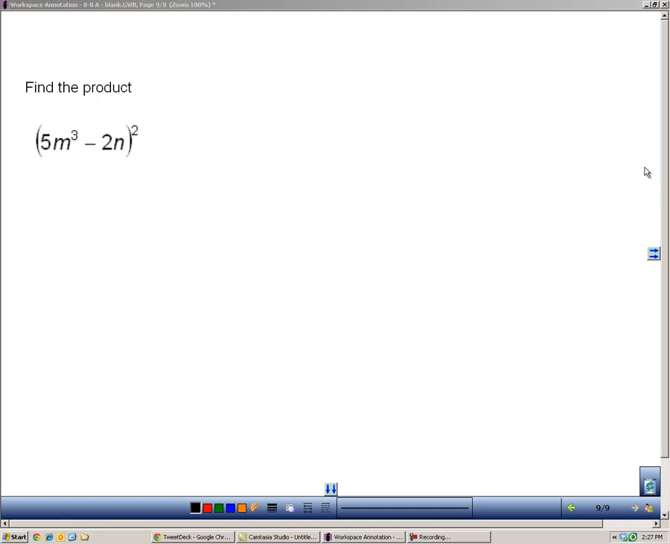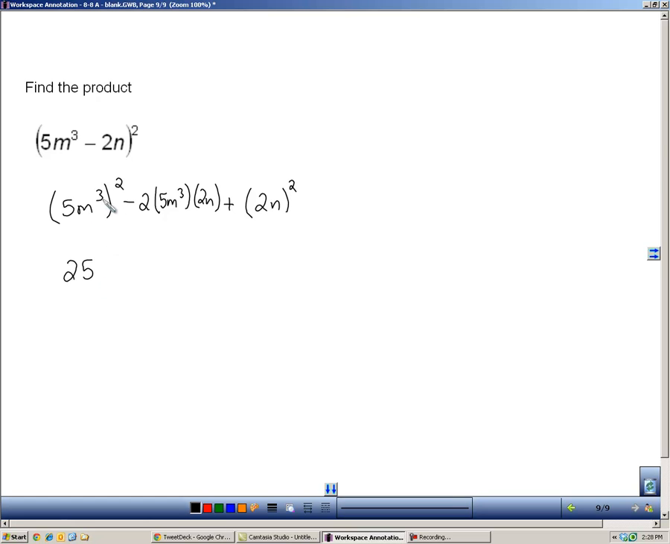Here's one that might mess people up because it has exponents and you're taking it to another exponent. It's a square of a difference, so we take the first term and we square that. The last term, the 2n, we square that. Always a plus in the back. The front sign matches that sign right there, so it's a minus. In the middle we have the number 2 times 5m cubed times 2n. So we'll simplify. 5 squared is 25. M cubed squared, when you take a power to another power, you multiply those exponents. So this is 20 m cubed n, and then plus 4n squared.